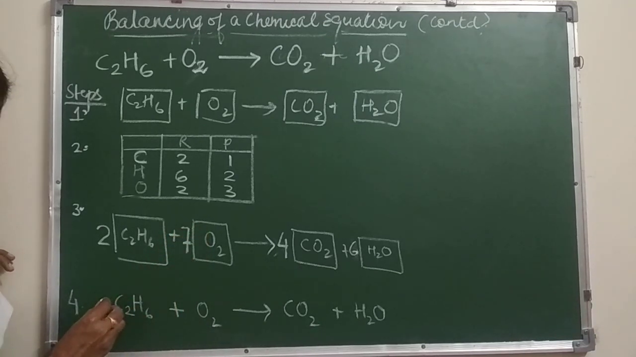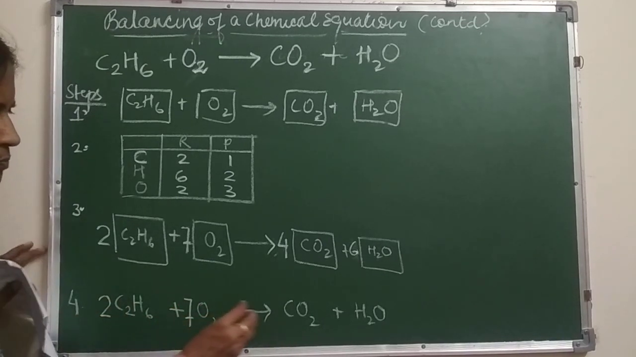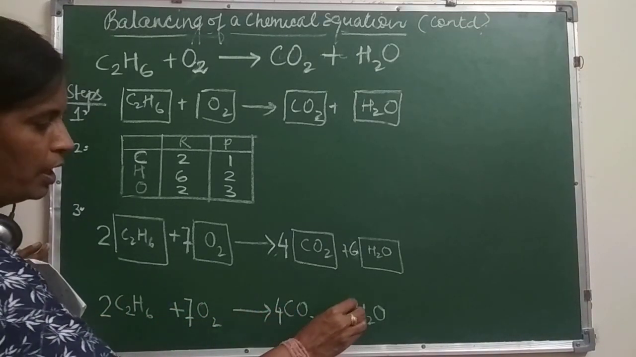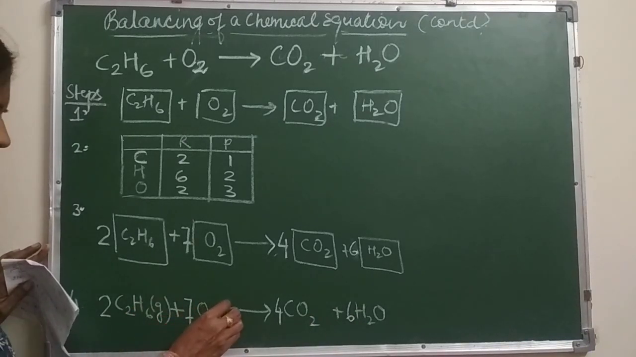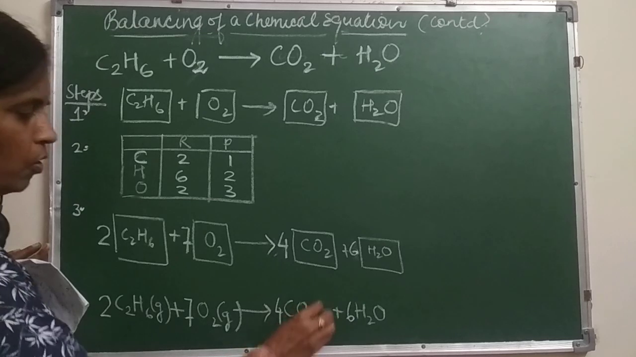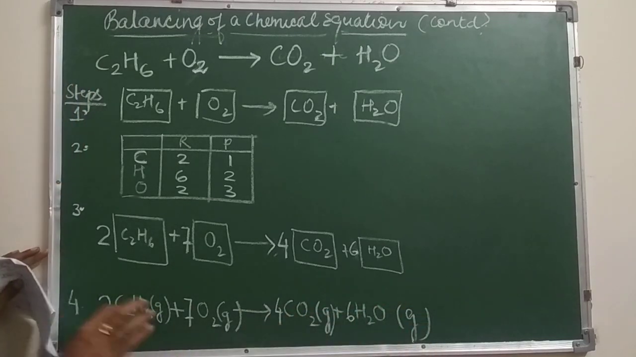So final equation answer will be 2 C2H6, 7 O2, 4 CO2 and 6 H2O, and their physical state, all are gases, all gases, reactants and products. So the equation is done.